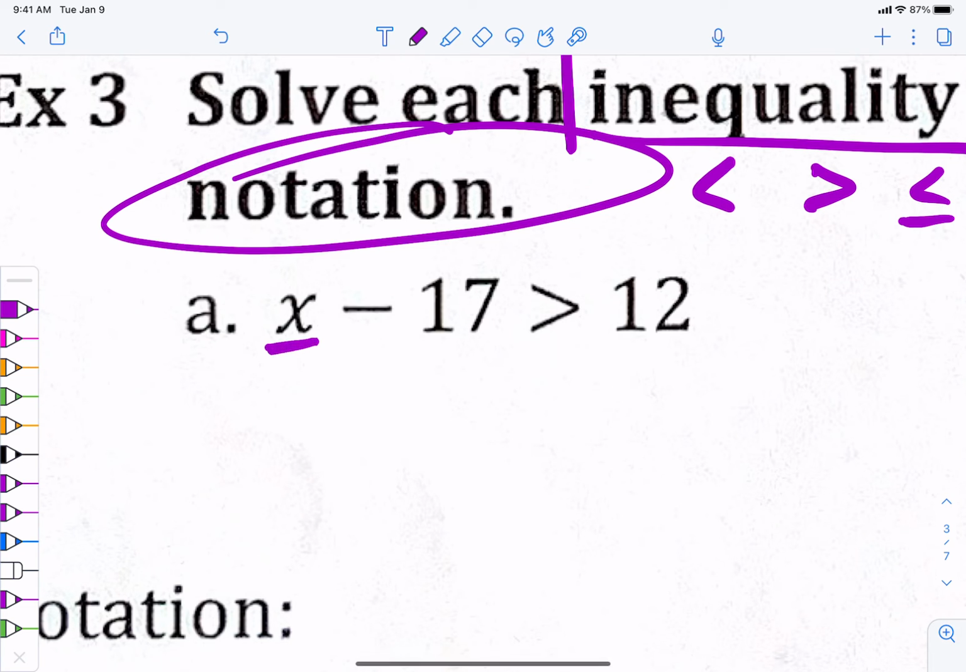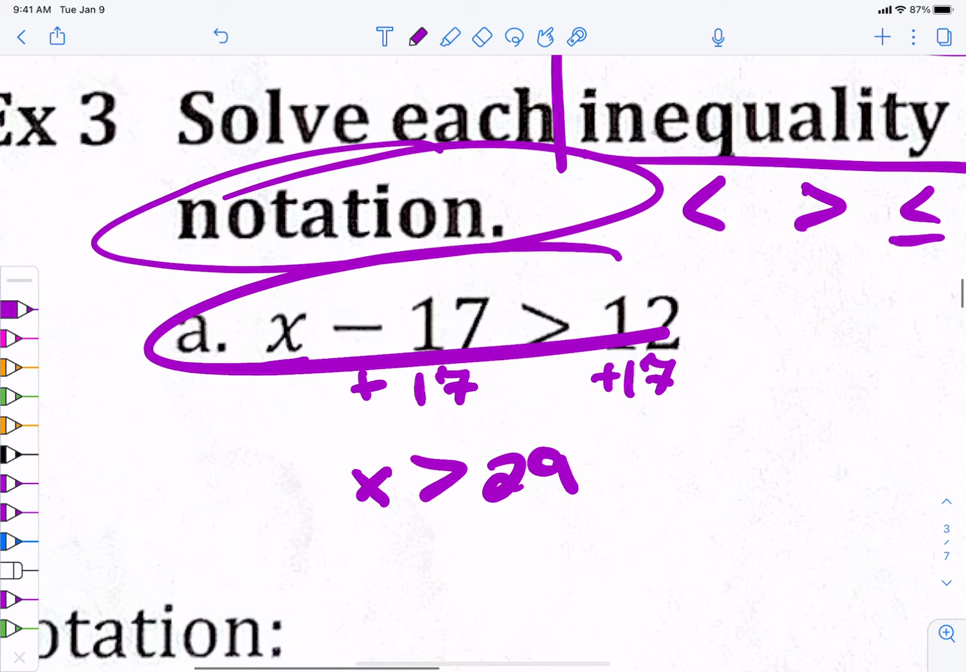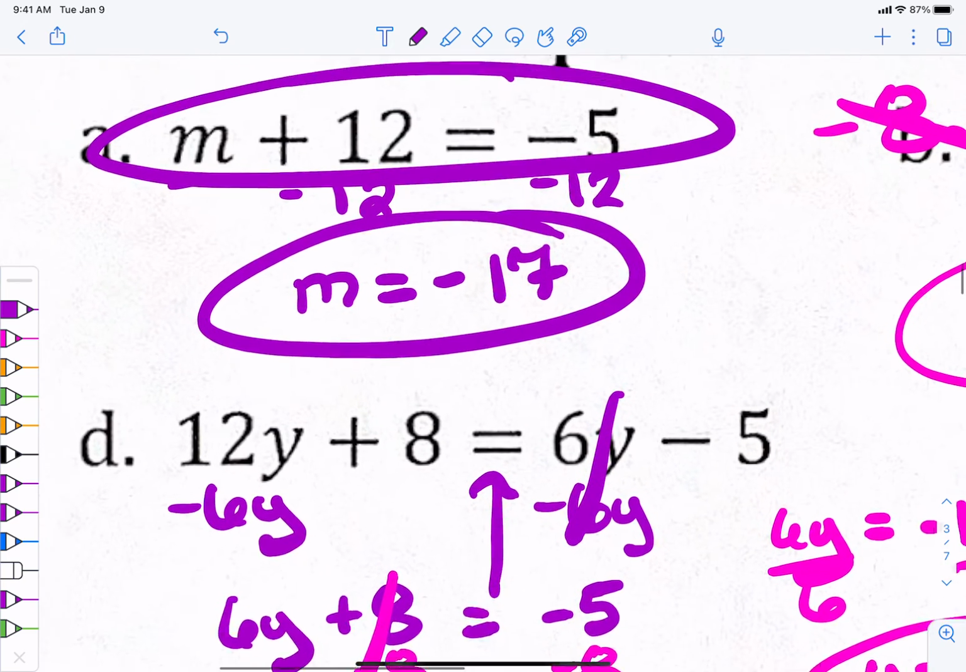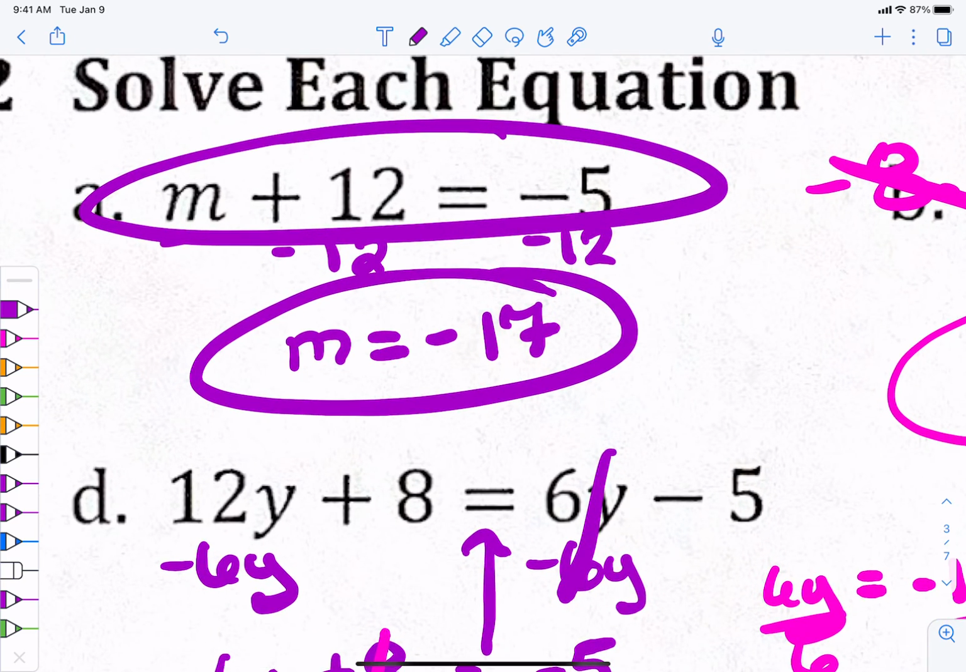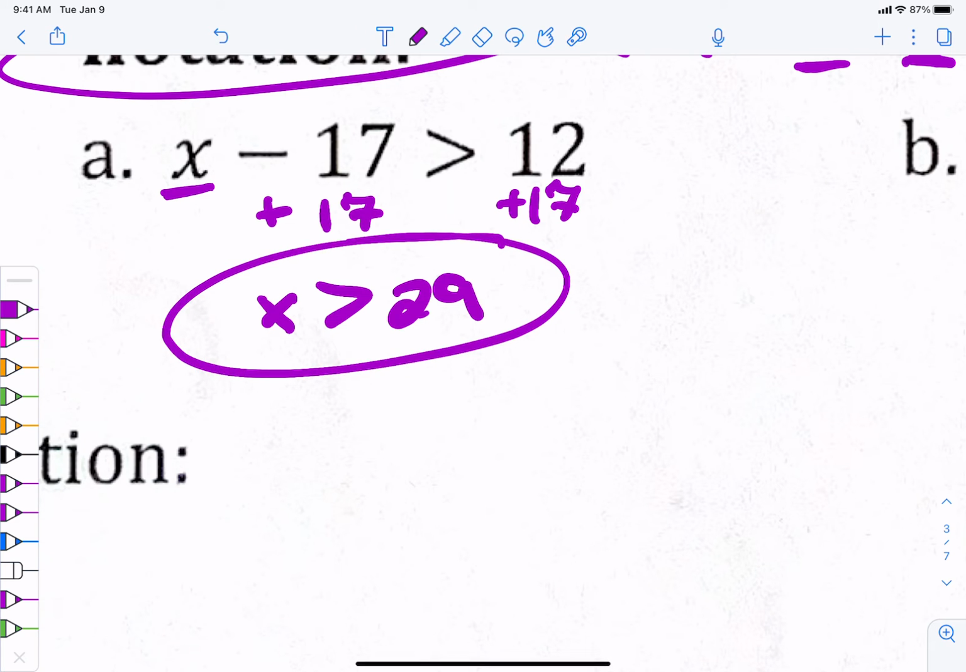Get x by itself. What do we need to move? X minus 17 is greater than 20. We add the 17 over. X is greater than 37. Okay? Now, that means that any number that is larger than that will make this statement true. It's not just one answer like it was up here. It's not just negative 17. It can be any number greater than that that will work in that answer.